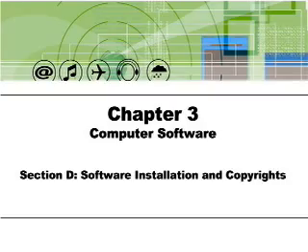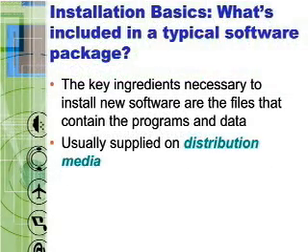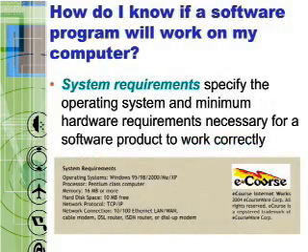The key ingredients necessary to install new software are the files that contain the programs and data. These files might be supplied on a distribution media, one or more CDs or DVDs that are packaged in a box along with the instruction manual. The files might also be supplied as an internet download that contains program modules and a text of the instruction manual. Tucked away at the software publisher's website or printed on the software package, you'll find system requirements, which specify the operating system and the minimum hardware capacities necessary for the software product to work correctly.